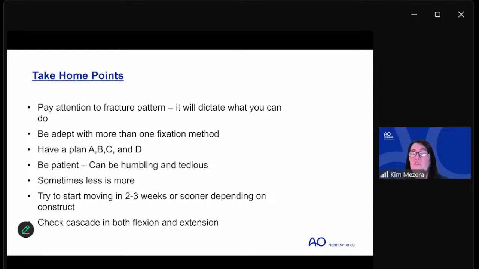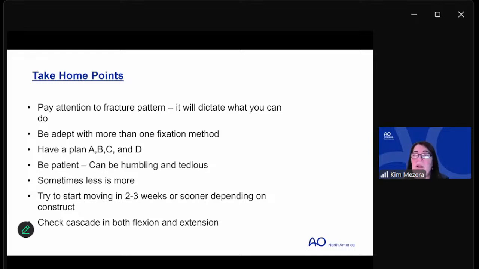But be comfortable with doing lag screws, be comfortable with plating, be comfortable with the different shapes of plates that you can use. T-plates, straight plates, curved plates. I mean, just be comfortable with what's out there and kind of step outside your comfort zone sometimes and try some of those things so that you can be prepared, and anything that comes at you, you'll be ready for. Always have a plan A, B, C, and D.